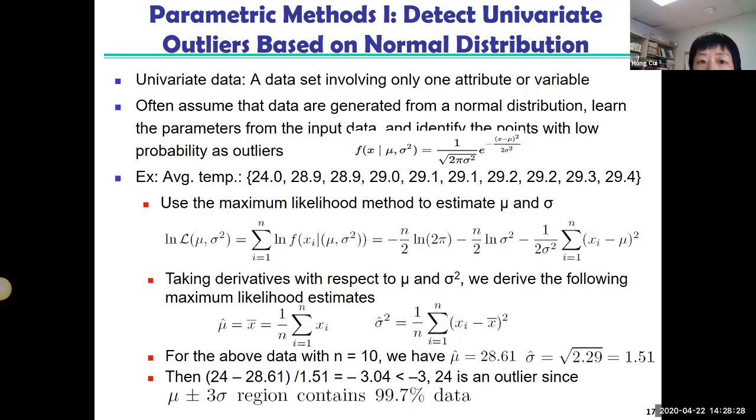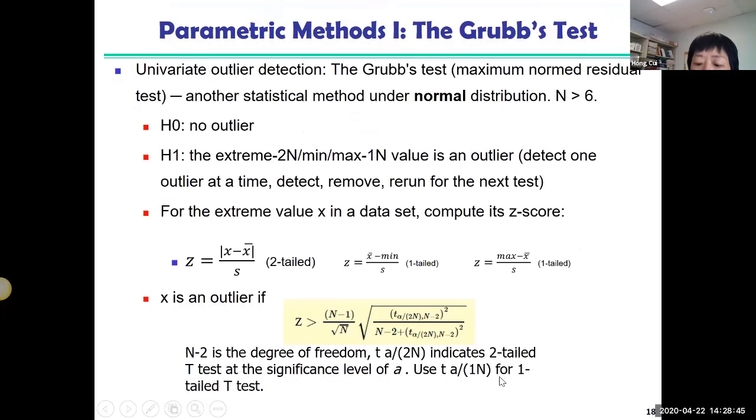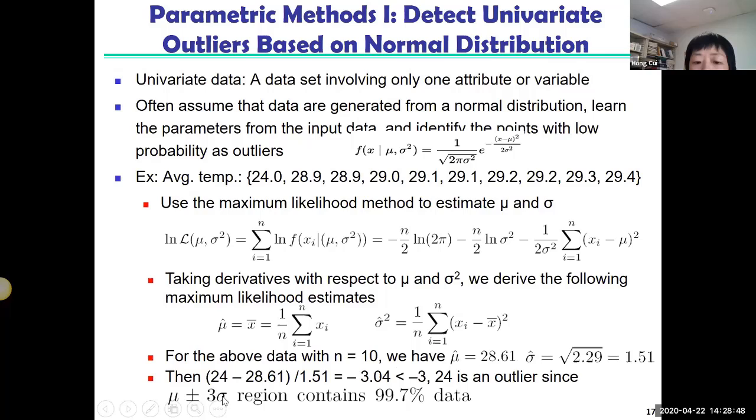The first concrete method that we're going to introduce is what we learned before you took this class. I'm sure you all know this: in a normal distribution, if the data appears 3 sigma away, then it's probably an outlier. This works for univariate data. If your data has only one attribute, it's easy to identify outliers, if your threshold is, say, less than 3% chance for the data point to occur.